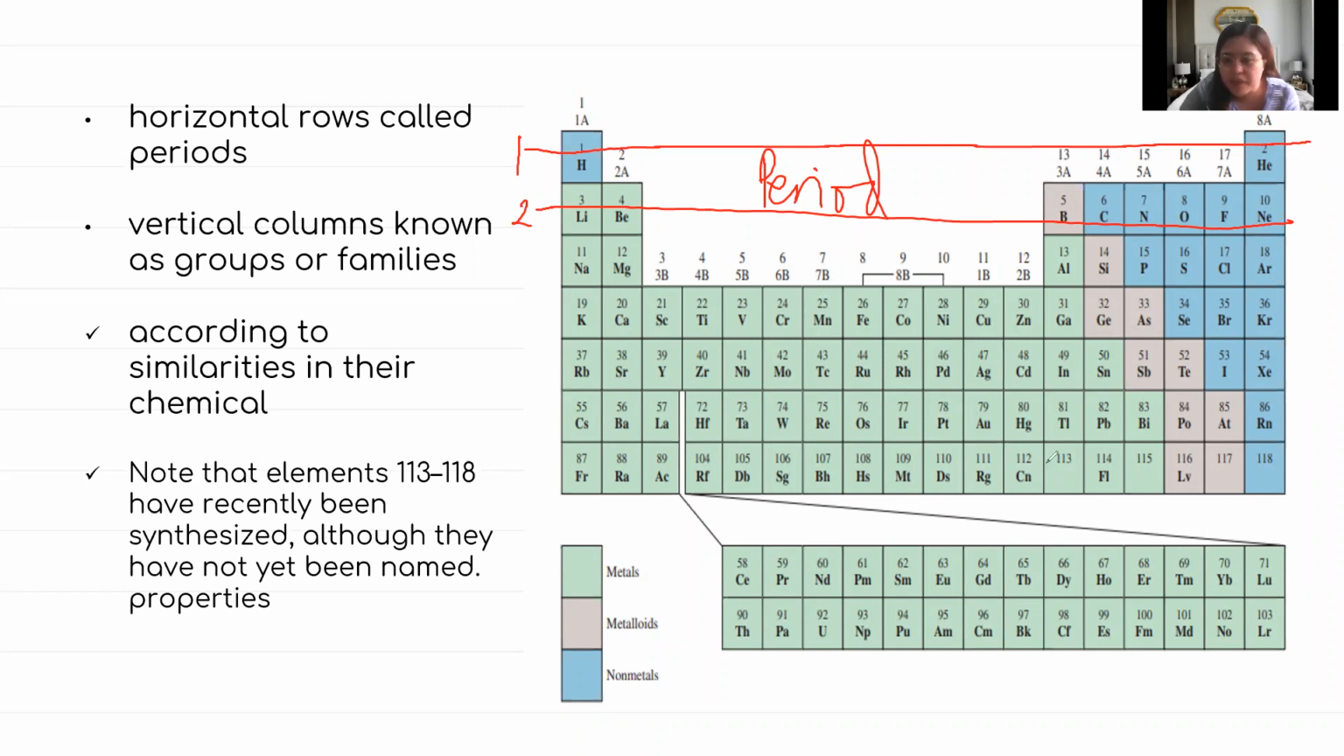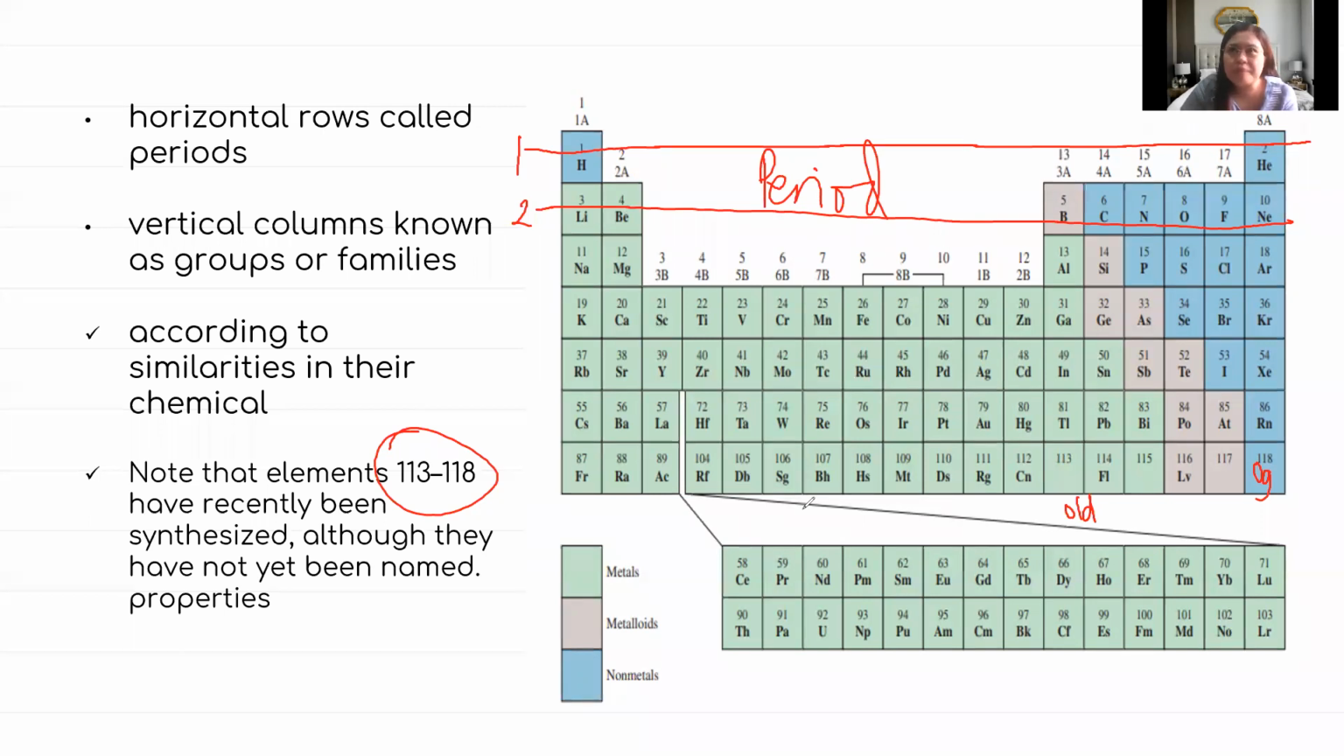This one is, by the way, an old version of the periodic table. So it is not yet complete. Remember, it goes up to 118. So this one is an old one. That was before 2016, but nowadays we have completed this already. All the 118 elements have been named already.